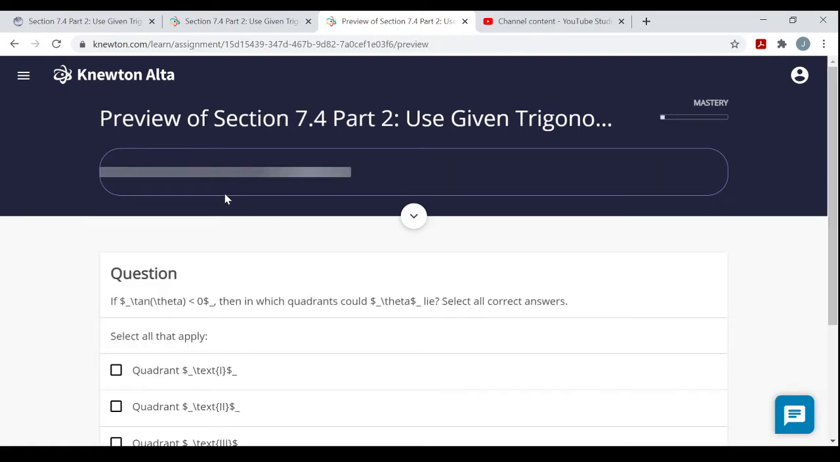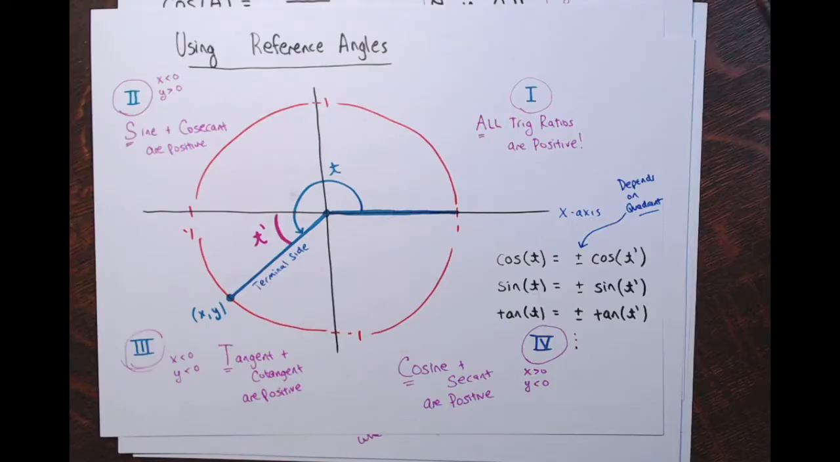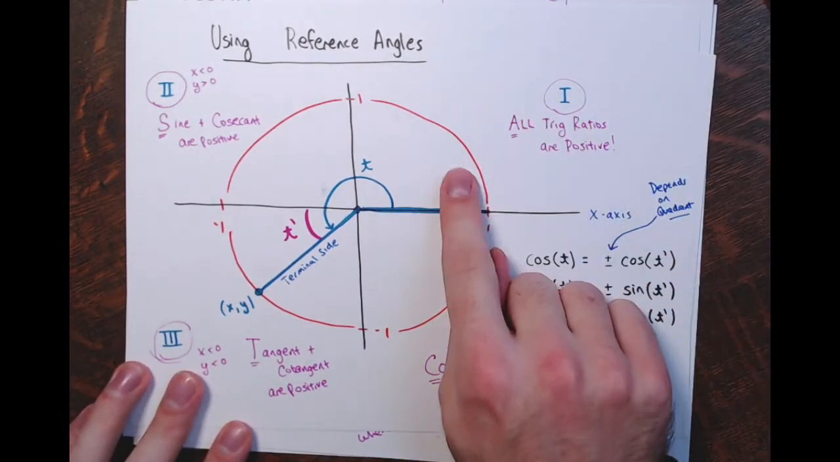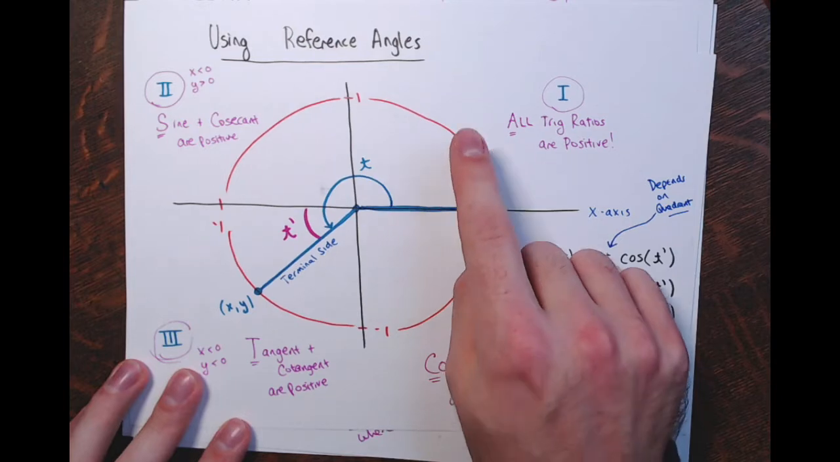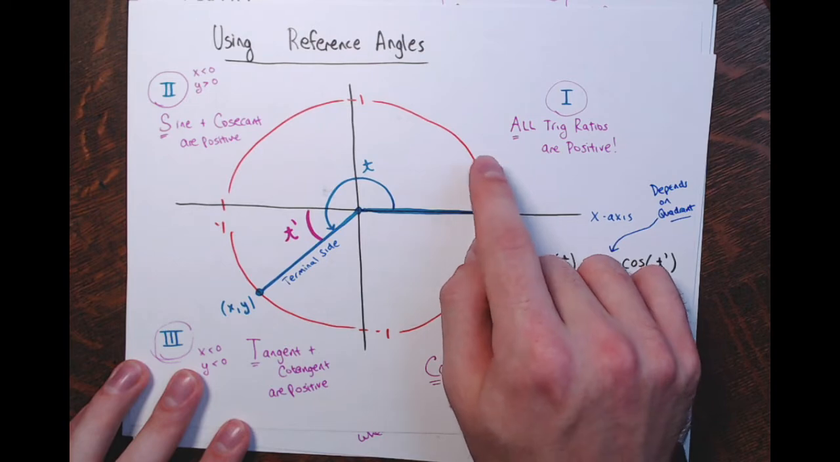So this objective coming up is to understand the relationship between the quadrant in which an angle falls and the signs of the trig functions of that angle. I have discussed this before. In fact, I actually have a picture still from a previous video. I'll show it to you here. You can click on more instruction if you want, but this was on using reference angles. But remember, in quadrant 1, if your angle ends in quadrant 1, the x coordinates are positive, the y coordinates are positive, so all the trig functions will have a positive value.